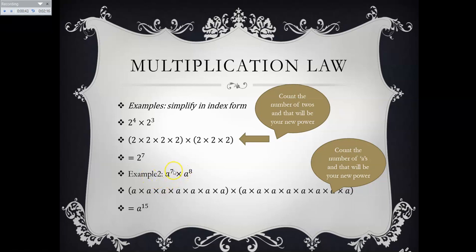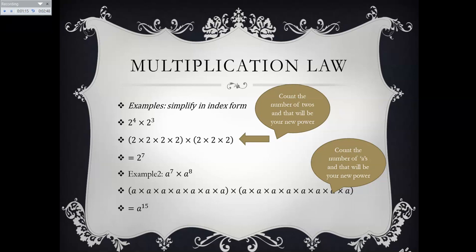If we had a to the 7th power multiplied by a to the 8th power, then we'd have to write out a being multiplied 7 times multiplied by a being multiplied 8 times, and then we'd have to count all of that, and we would get a to the 15th power. But in times like these, does it really make sense to spend so much time writing out things? No, we have the laws of indices.